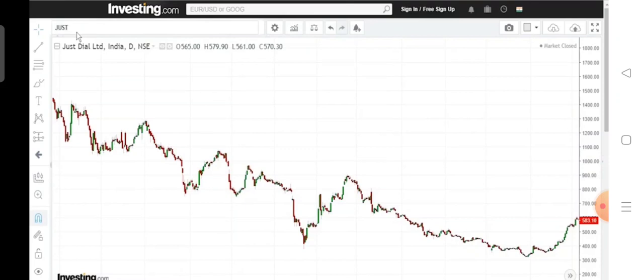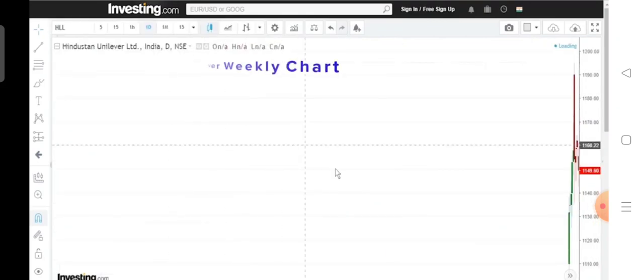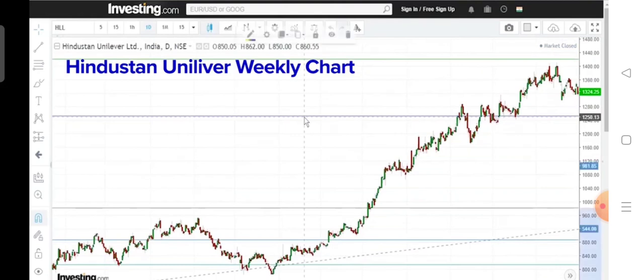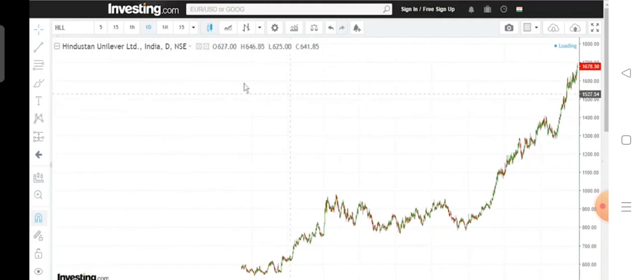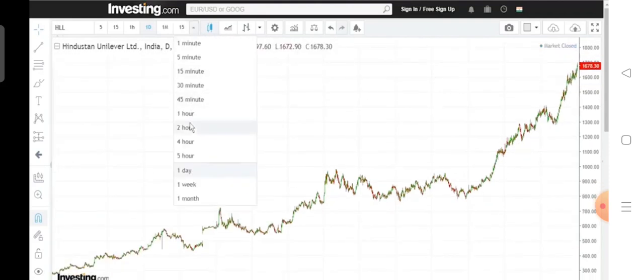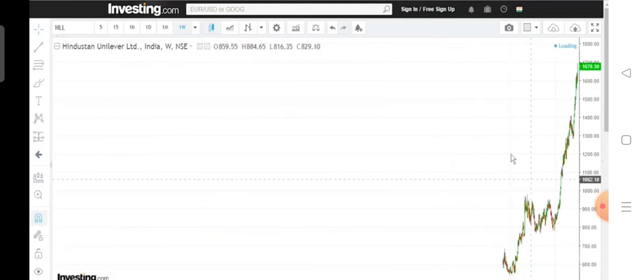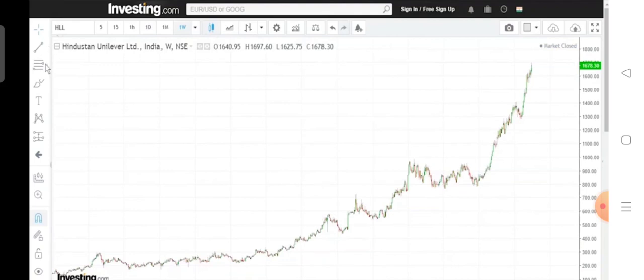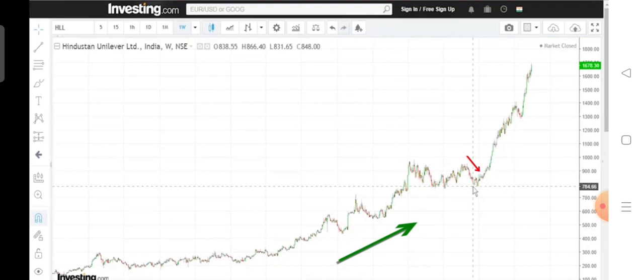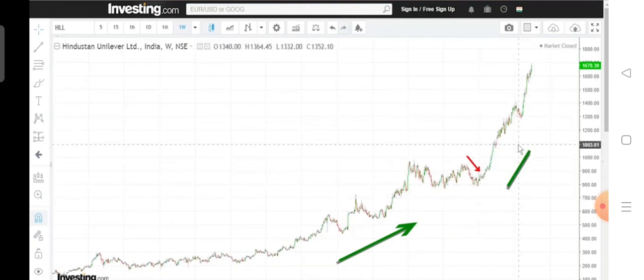Let me look at the chart of Hindustan Unilever. I can select any chart. Hindustan Unilever, right? Let me remove all the past analysis and let me go for the weekly chart here for a bigger analysis. Now here we are seeing that initially there was a move, then there was a correction, and then the market actually moved higher, right?